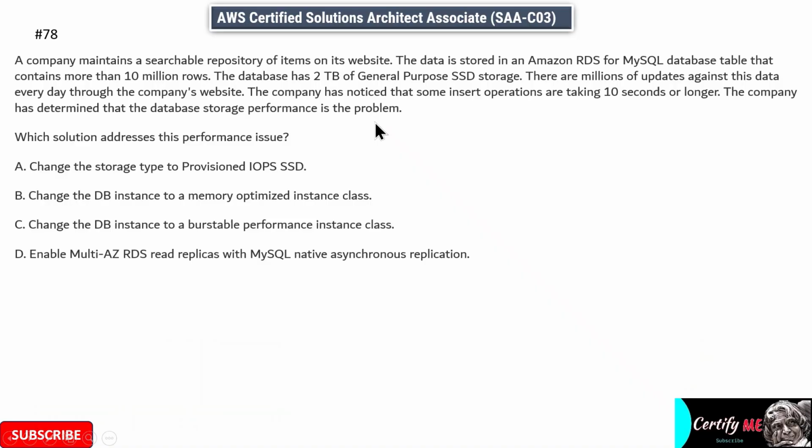Next question. A company maintains a searchable repository of items on its website. The data is stored in an Amazon RDS for MySQL database table that contains more than 10 million rows. The database has 2 TB of general purpose SSD storage. There are millions of updates against this data every day through the company's website. The company has noticed that some insert operations are taking 10 seconds or longer. The company has determined that the database storage performance is the problem. Which solution addresses this performance issue?